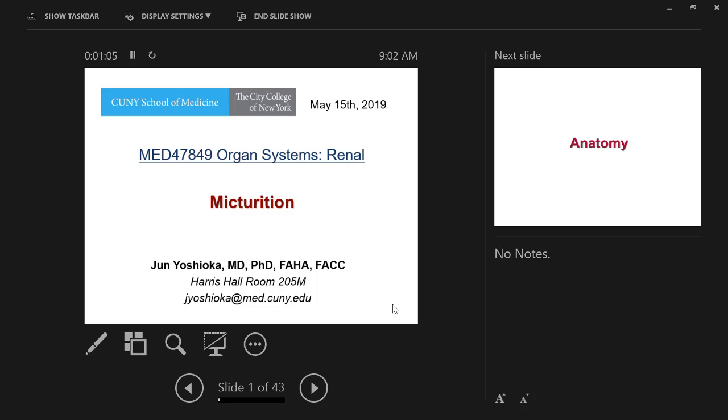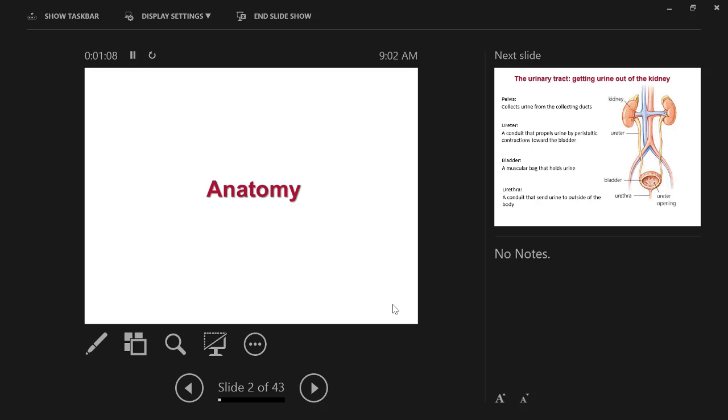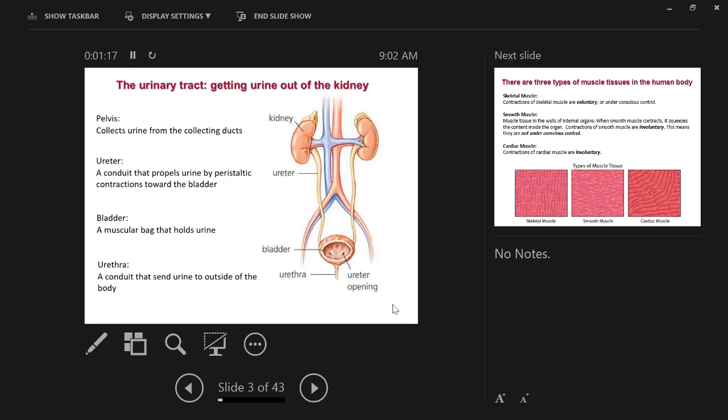So today's topic is Micturition, and we're going to start with the functional anatomy. Although I know you know a lot about the anatomy, let me review it. As you know, the function of the urinary tract is getting urine out of the kidney. The first part is the pelvis, which collects urine from the nephron, and then it comes down to the ureter, goes to the bladder, and goes out through the urethra. So that's the basic anatomy fact.